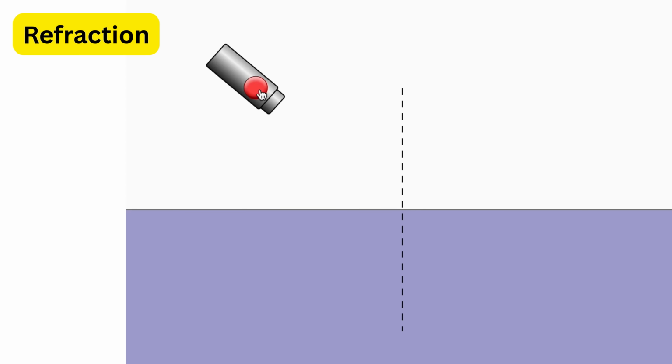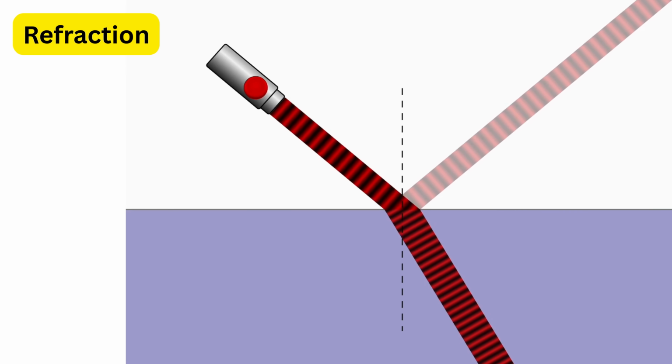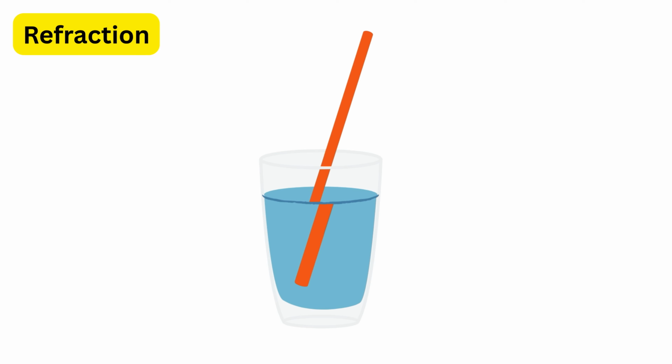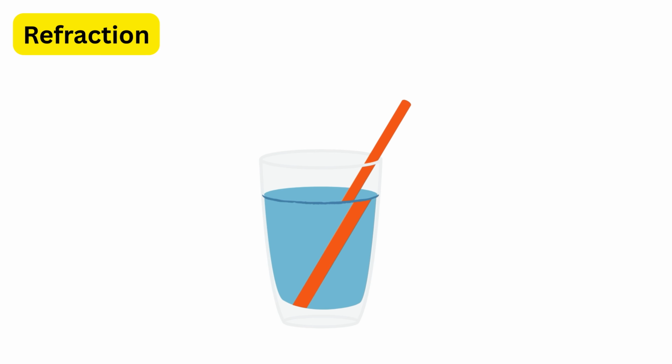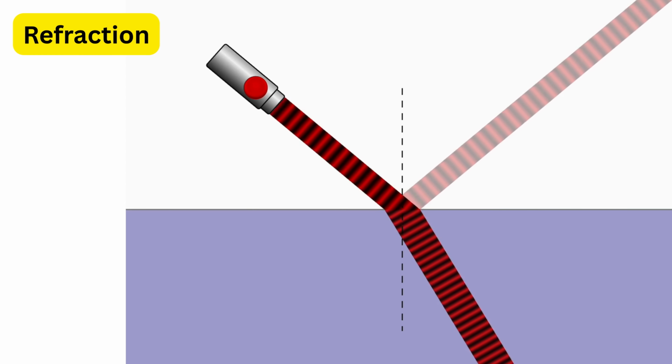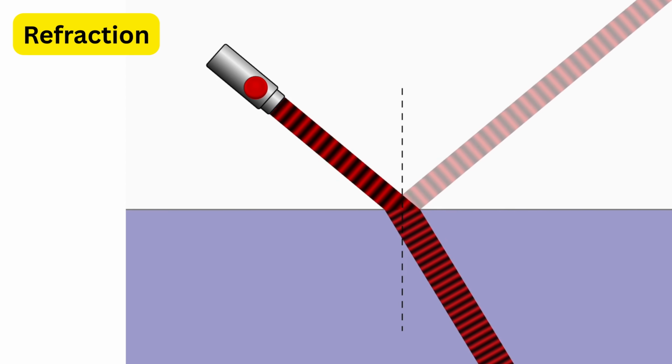Refraction. Refraction happens when a wave changes its direction as it passes from one medium to another, like from air into water or glass. You can see this easily if you place a straw in a glass of water. The straw looks bent or broken at the surface. That's because light slows down when it enters water, making it bend slightly.